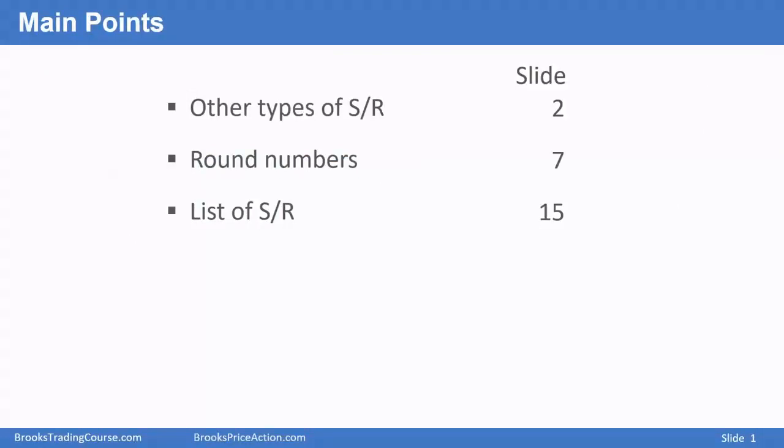I talked about support and resistance in the prior videos. I'm going to begin by giving other examples of support and resistance. In particular, I'm going to be talking about round numbers. For example, Dow 20,000 is an important magnet. I'm then going to give a list of what I think are important sources of support and resistance.